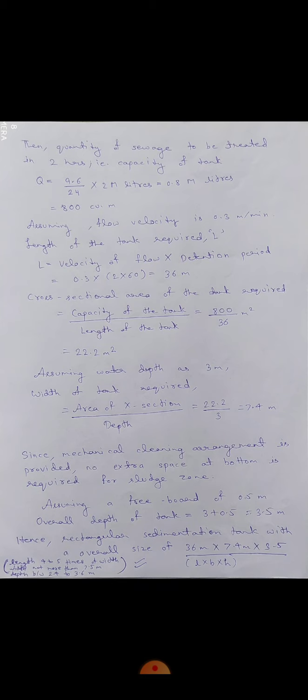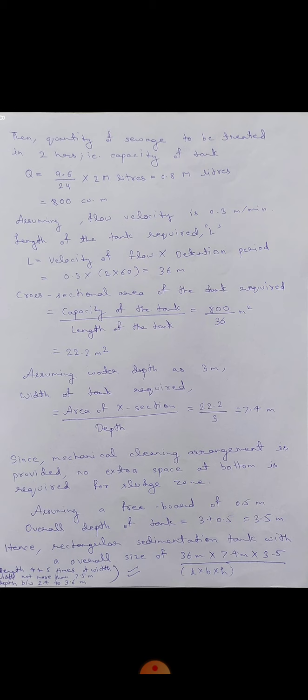Now we have to assume the average flow velocity. As we have learned in the previous point, the average flow velocity is kept as 0.3 meters per minute. Okay, so the length of the tank can be calculated as velocity of flow into detention period. So velocity of flow is 0.3 meter per minute and the detention period is 2 hours, so we will convert into minutes. So 0.3 into 2 into 60, so the value comes to 36 meters. So this is the length of the tank which has to be designed.